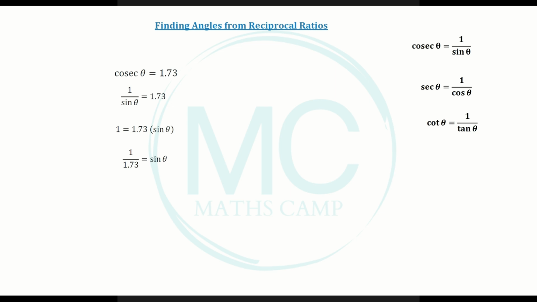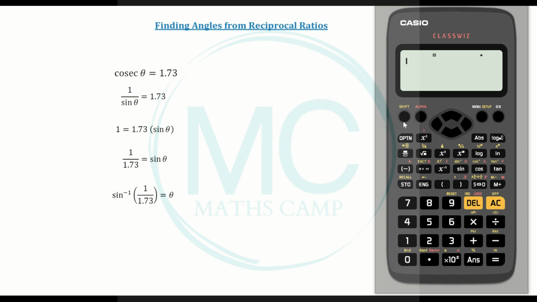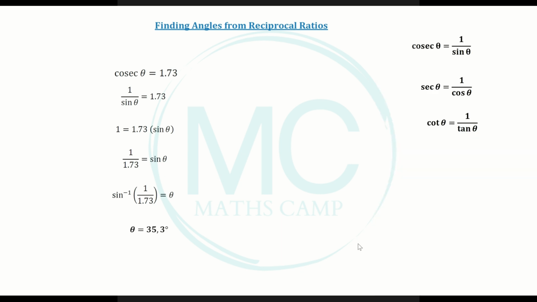Finally, we can get theta by itself. And to do this, we have to move sine to the right-hand side of the equal sign. And we're going to say sine to the negative 1, open a bracket, 1 over 1,73, let's close our bracket, is equal to theta. And now we can use our calculator. So we're going to say shift sine, 1 divided by 1,73, close our bracket, is equal to 35,31. This is our value of theta.